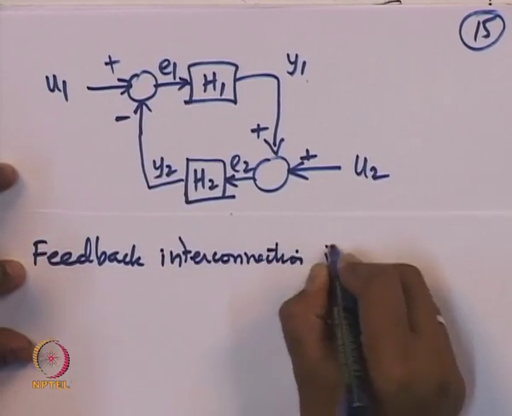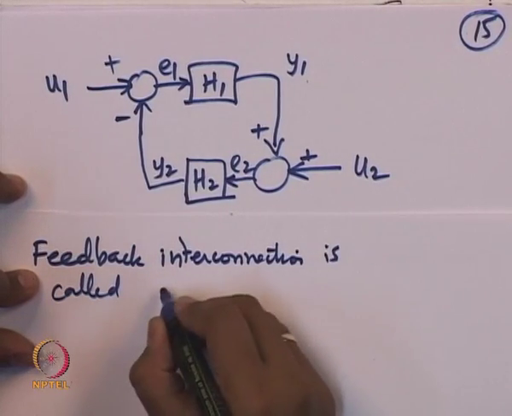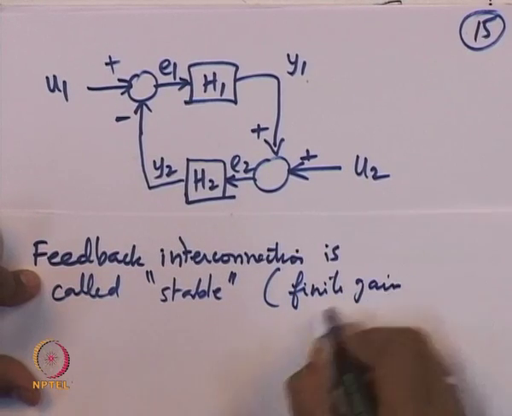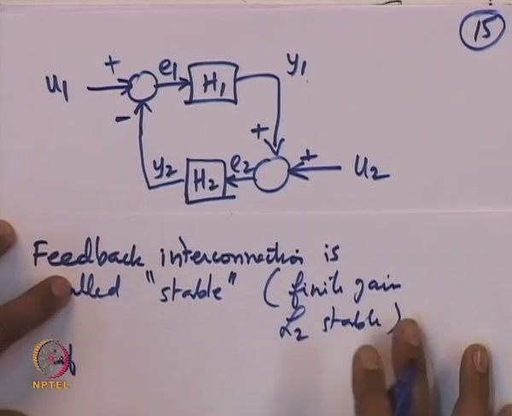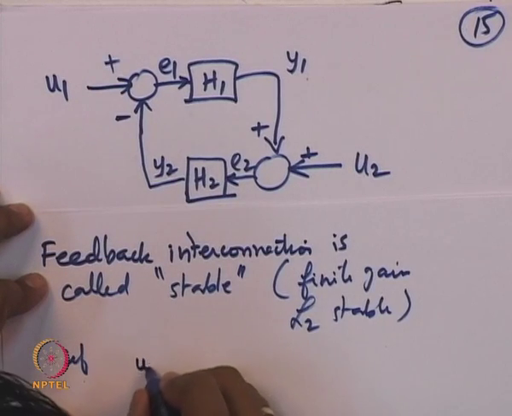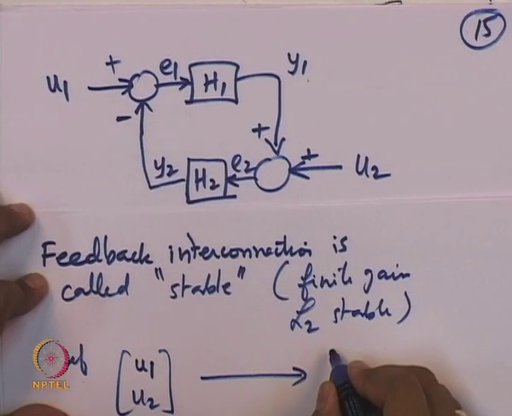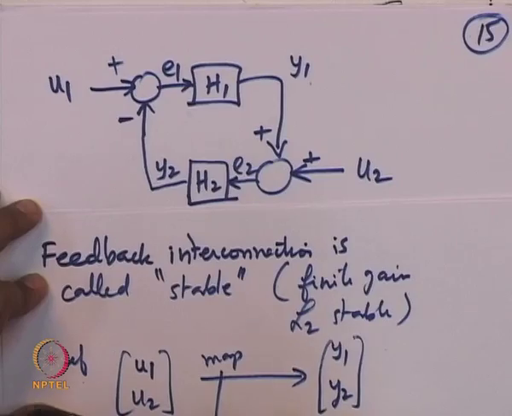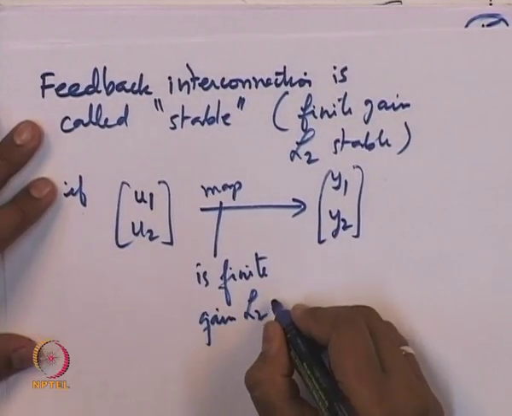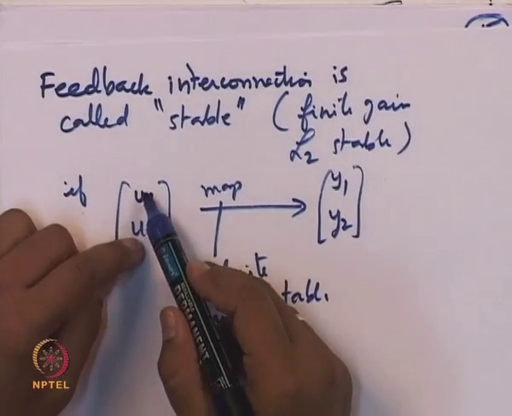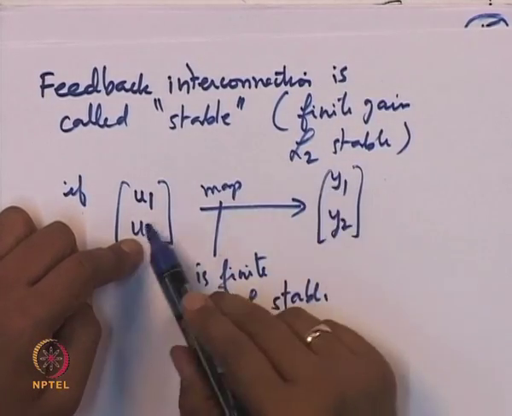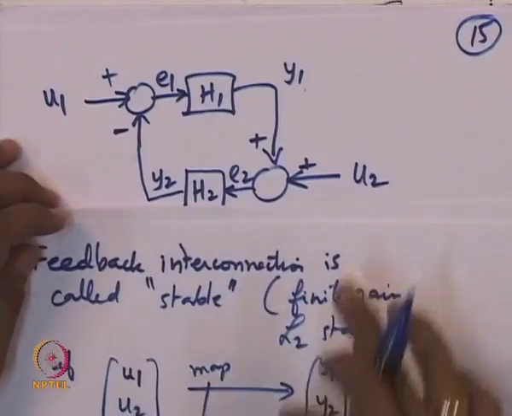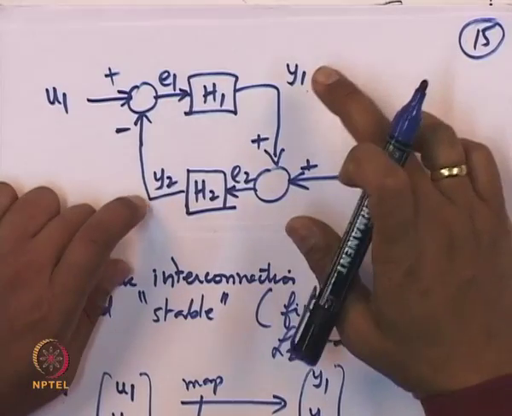The feedback interconnection is called stable. Here, by this word stable, we mean finite gain L2 stable, if the U1, U2 to Y1, Y2 map is finite gain L2 stable. If this particular map from the input U1, U2 to the outputs Y1, Y2 is finite gain L2 stable, then we will say that this feedback interconnection is finite gain L2 stable. Which feedback interconnection? This feedback interconnection.